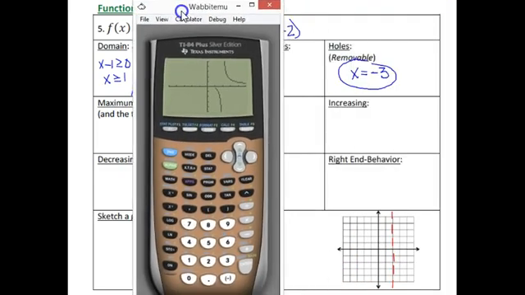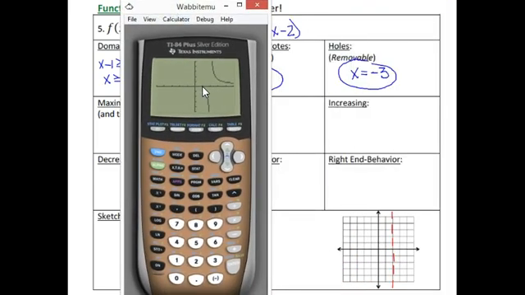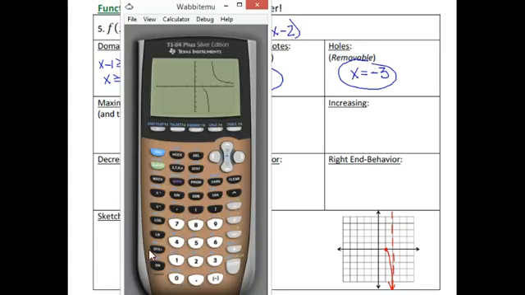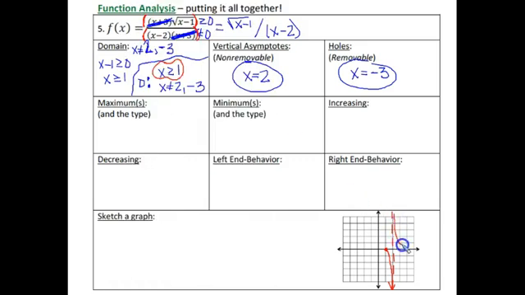So if we continue to draw this, it looks like it begins at 1 and continues down. So we'll do that. And then over here, it does the curve shape, but notice how it's starting to level off when it approaches the x-axis. So we will level off at the x-axis like that. Okay, so there's our graph.